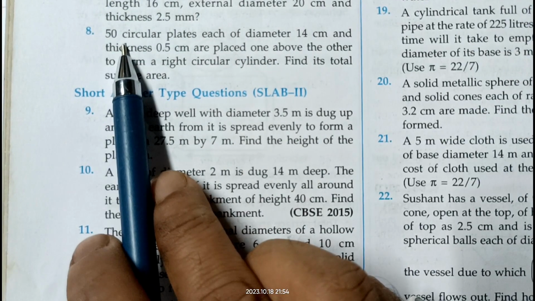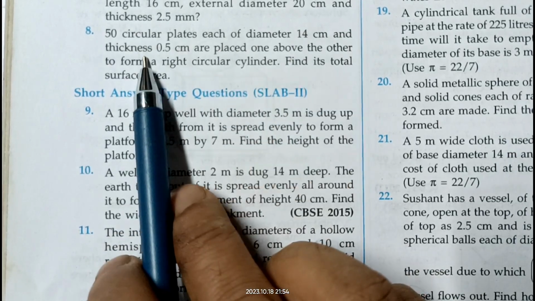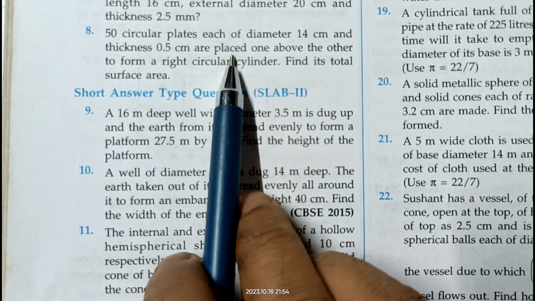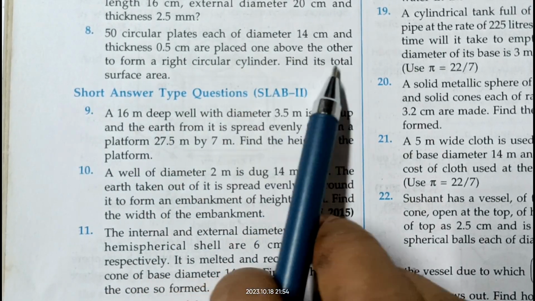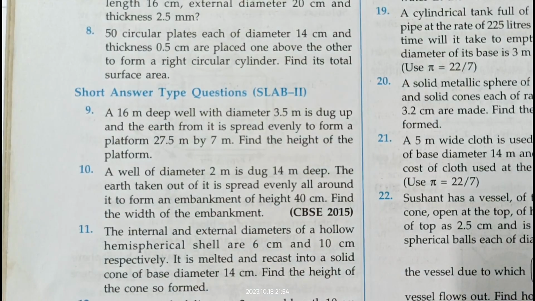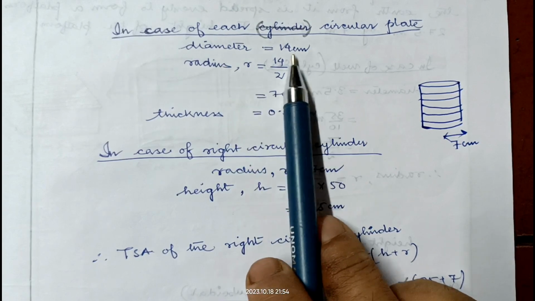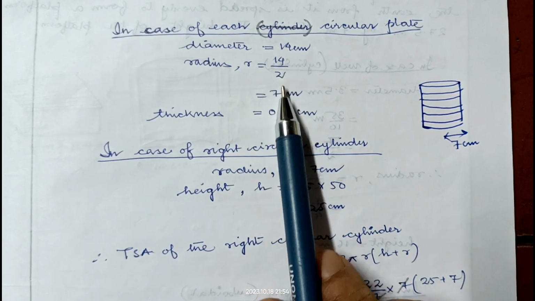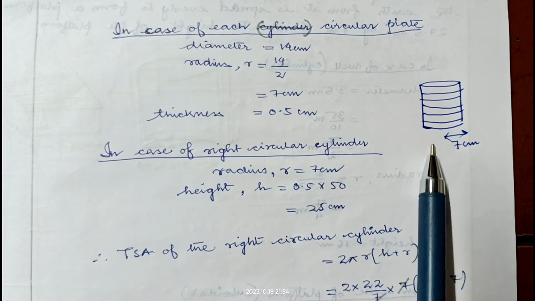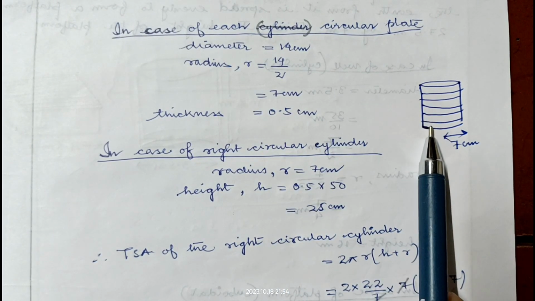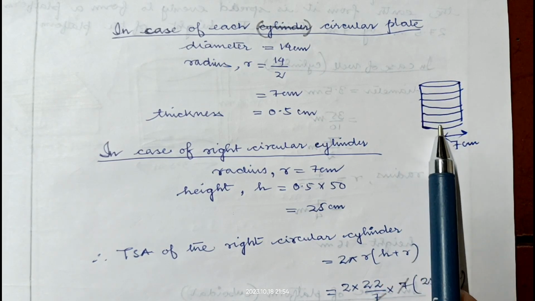Question number 8. 50 circular plates, each of diameter 14 cm and thickness 0.5 cm, are placed one above the other to form a right circular cylinder. Find its total surface area. As given, in case of each circular plate, diameter is 14 cm, so radius will be 14 by 2, 7 cm, and thickness is given 0.5 cm. In this way, there are 50 plates, and if we keep one on top of the other, ultimately we are going to get a cylindrical structure.